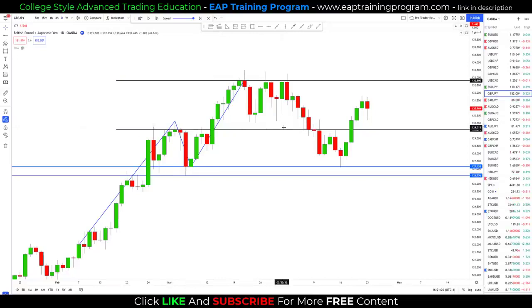What this means is I want to see price push up and at least test this shoulder. And as long as price does not push up all the way to our head of the pattern and touch it, I don't want to see the market touch that head of the pattern whatsoever.